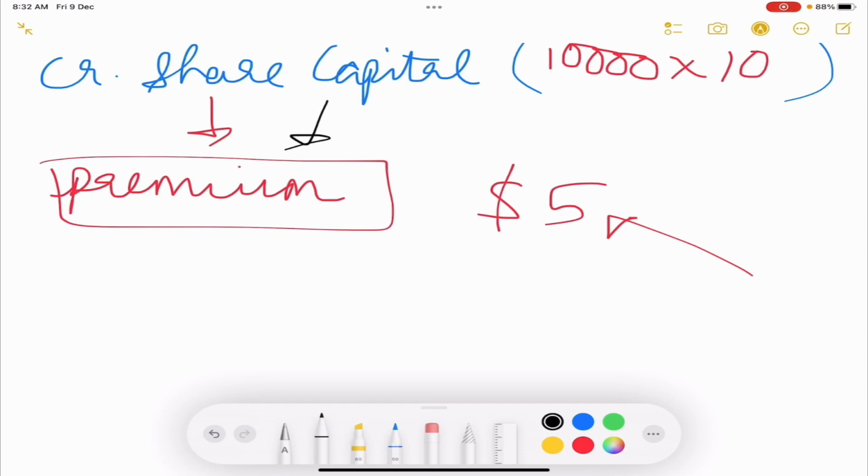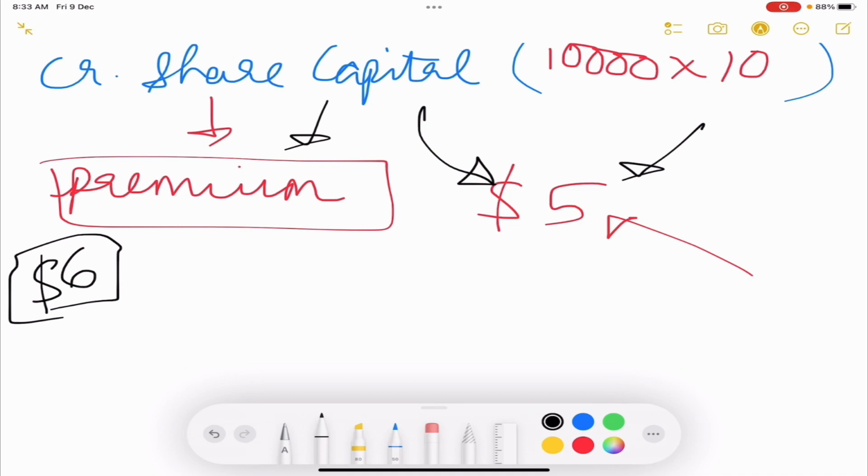So this $5 is the face value. But since there is so much demand, I will now be increasing the price. The face value will always remain 5 only, but I can increase the money, because there's a lot of demand. So now I am charging $6 per share. The face value is $5 per share, but I am charging $6 because of the premium. So what will the journal entry be?